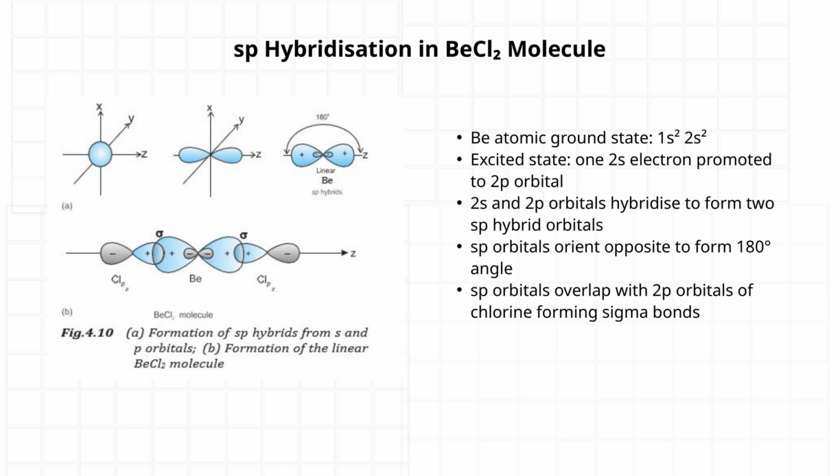Each of these sp hybrid orbitals overlaps head-on with the 2p orbital of a chlorine atom, forming two strong sigma bonds. This overlap is what holds the beryllium chloride molecule together. Imagine two people stretching their arms directly away from each other, holding hands with others.